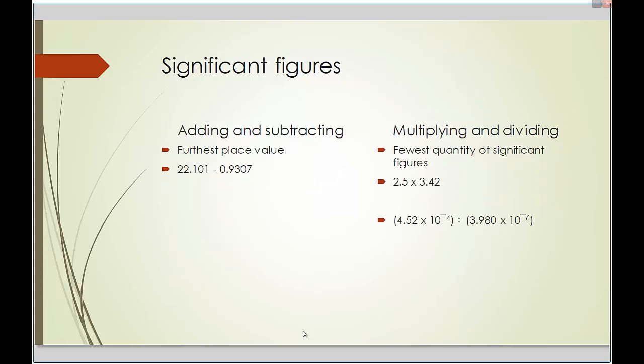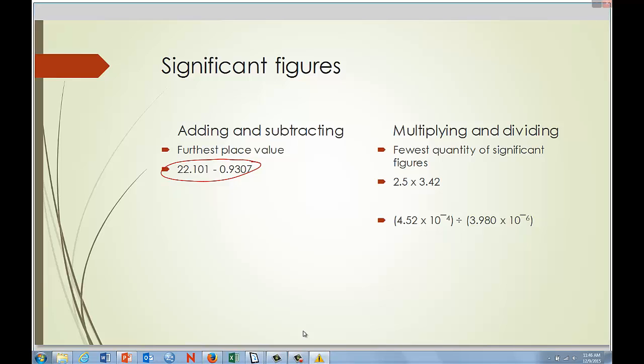So let's take a look at adding and subtracting numbers with significant figures. So here, we're going to subtract those numbers. There's 2 sets of rules. One's for adding and subtracting, one is for multiplying and dividing. For adding and subtracting, we're going to be looking at the place value. For multiplying and dividing, we're going to look at the quantity of significant figures.